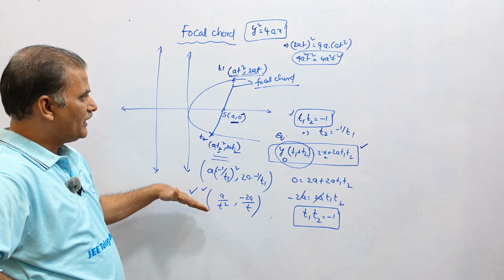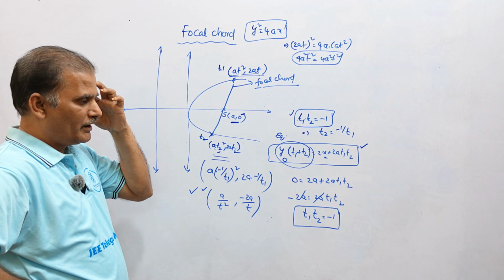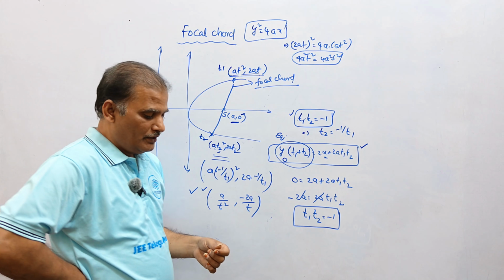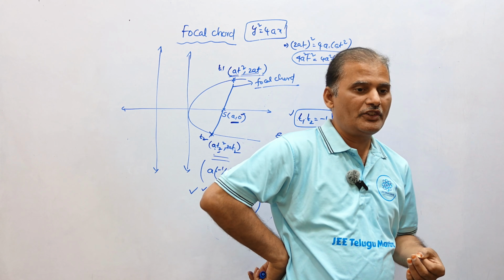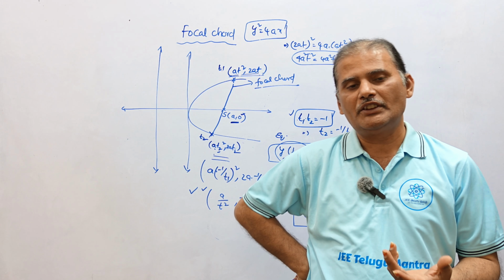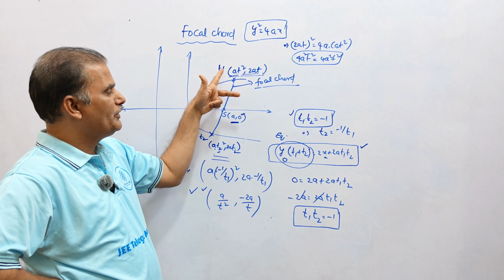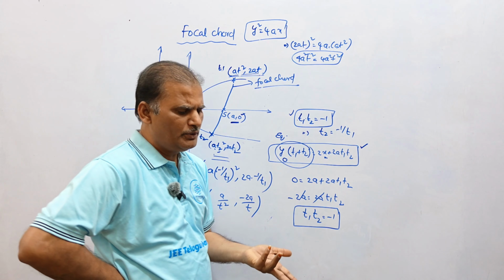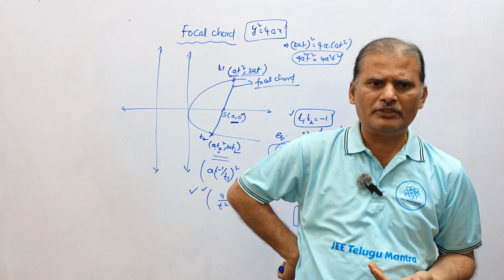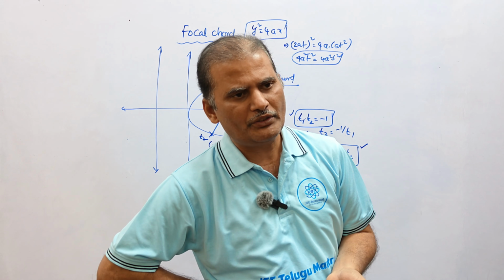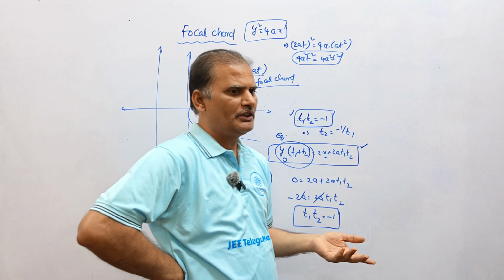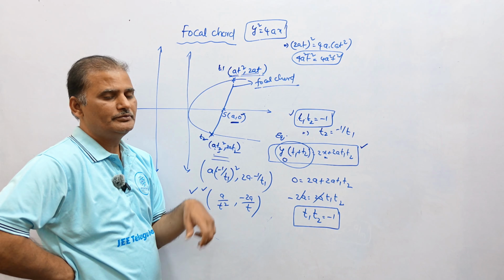This is the second end point of the focal chord. In exams they ask, find the equation of the focal chord. Find the equation of the focal chord means we just have to find these 2 points. When 2 points are there, you can easily find the equation. Find the slope of the 2 points and apply y minus y1 is equal to m into x minus x1. We get the equation of a line.